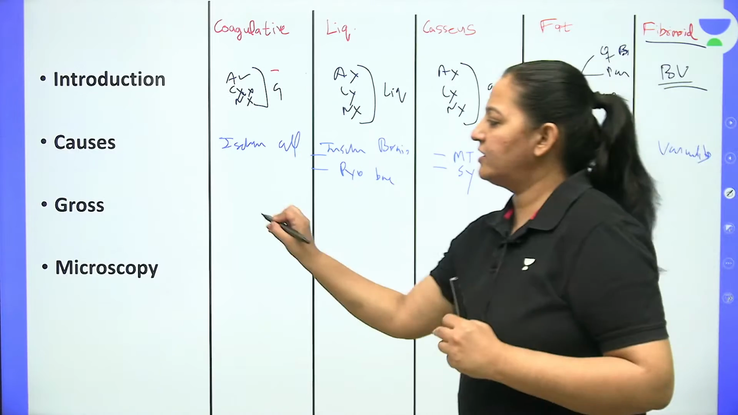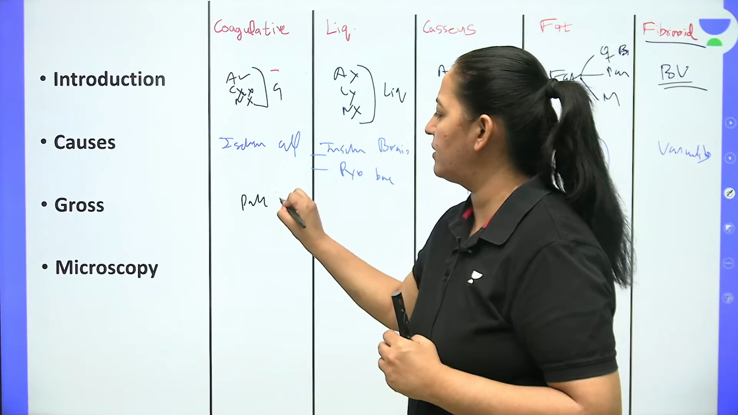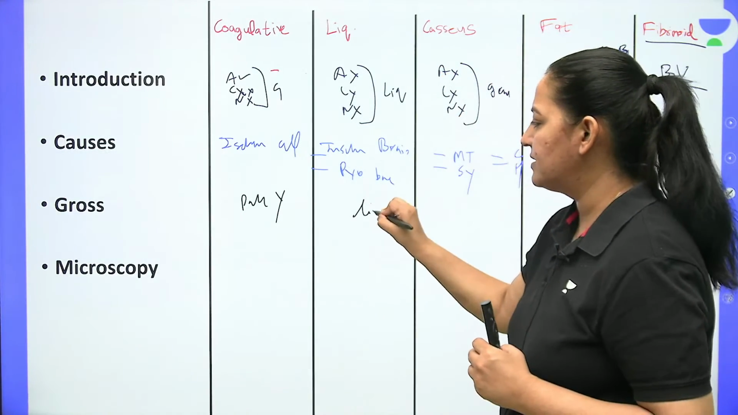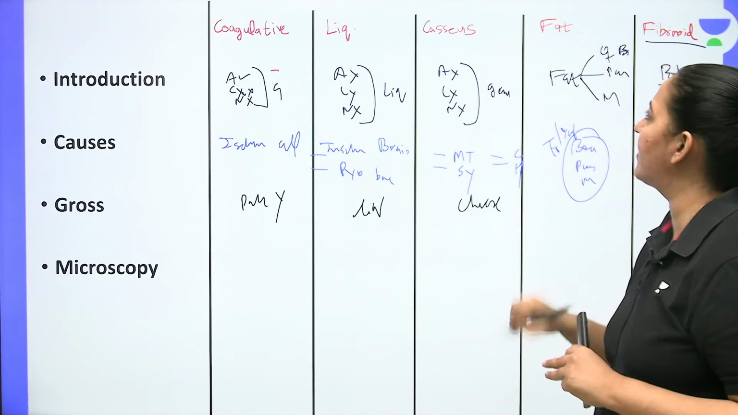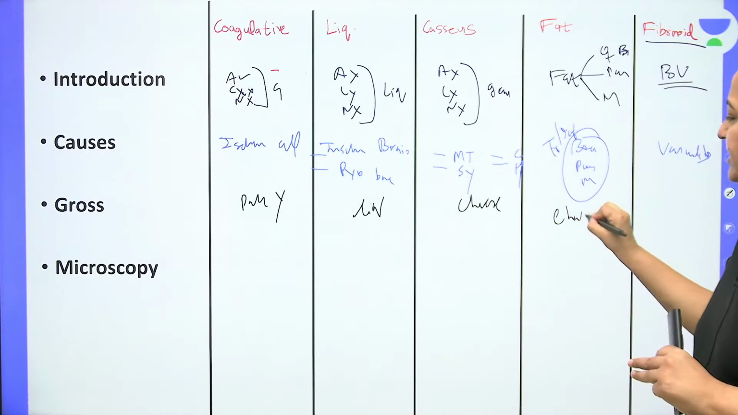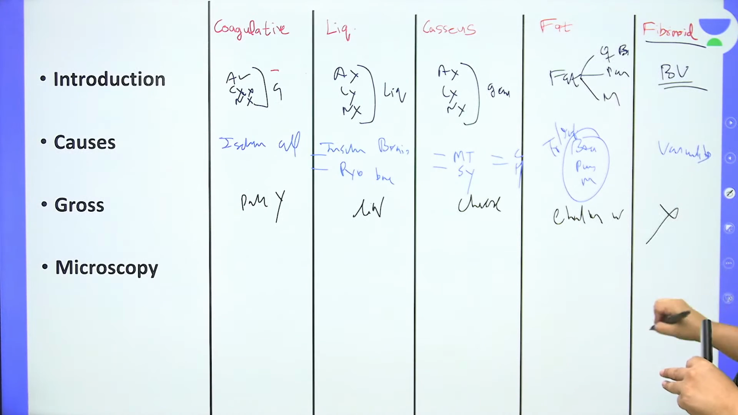What is the gross? Here the gross is pale, yellow, swollen. Here the gross is liquid, a cyst containing a liquid. Here the gross is like cheese, dry, granular. Here gross is chalky white, and here no gross is there.